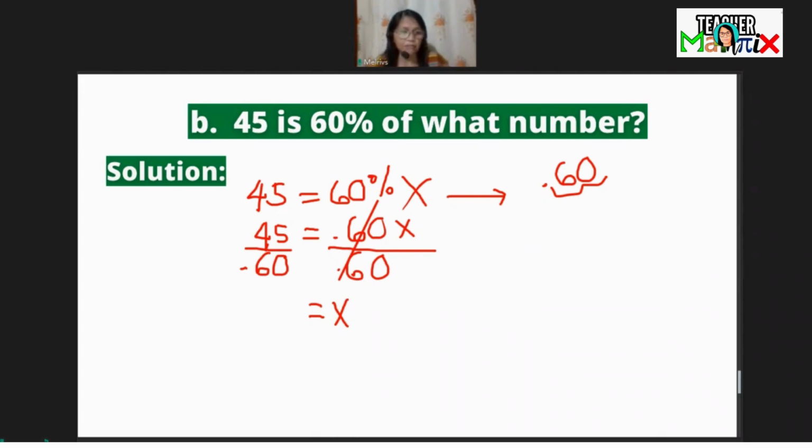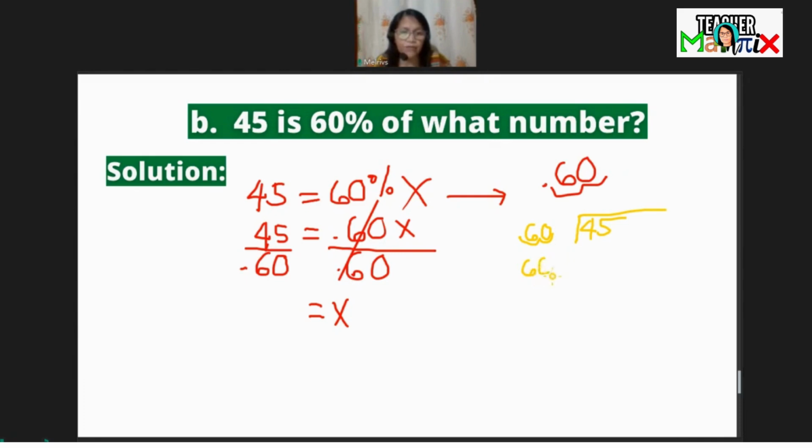Let me use another color. Let me divide 45 divided by 0.60. Of course, you cannot divide directly by a divisor that is in the form of a decimal number. So you have to make it a whole number first. So move twice. So 1, 2. You have now 60.